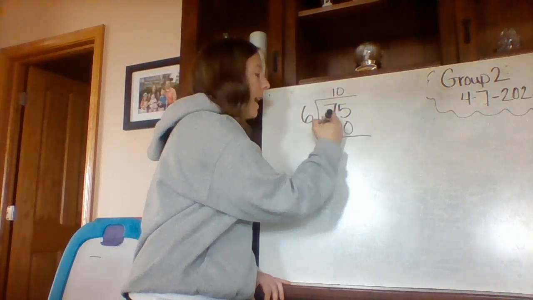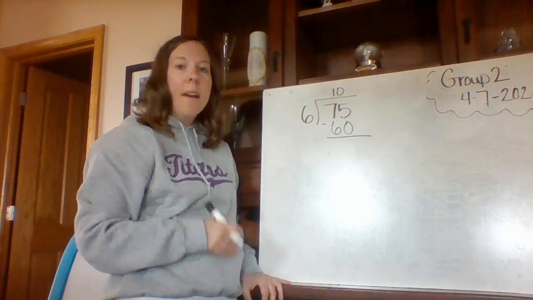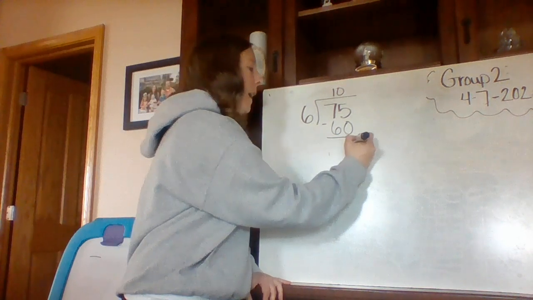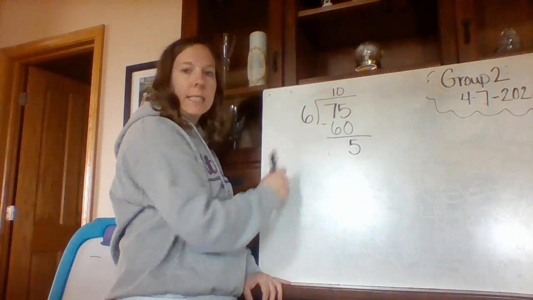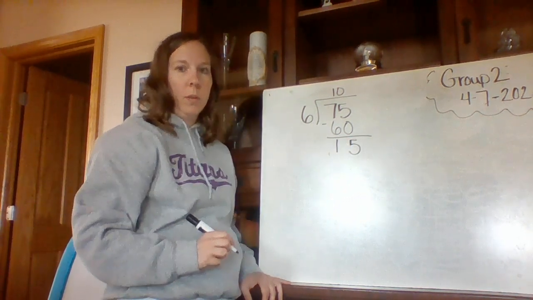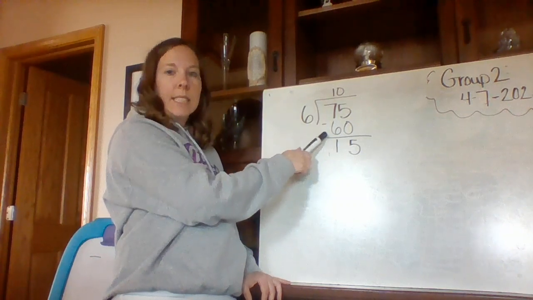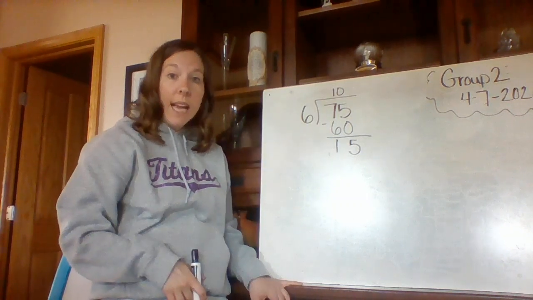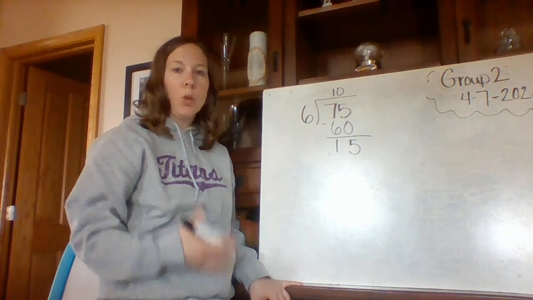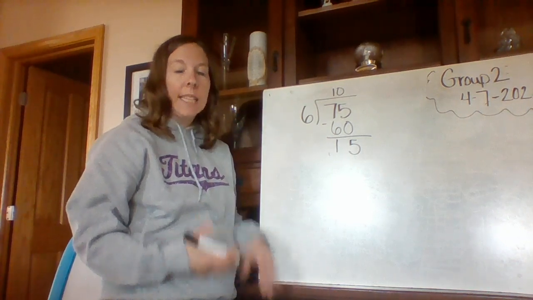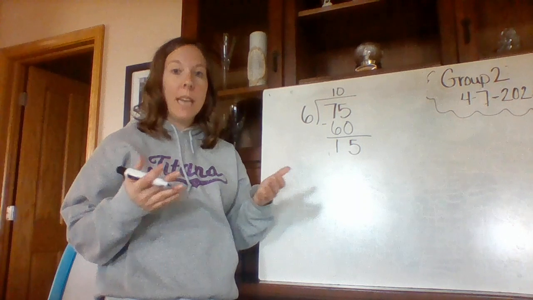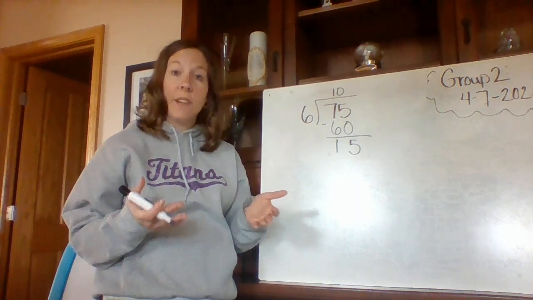I'm going to subtract those two numbers. 5 minus 0 is 5, and 7 minus 6 is 1. So 75 minus 60 is 15. So now I have to ask myself, how many groups of 6 can I take out? Well, 6 times what is going to get me closest to 15?